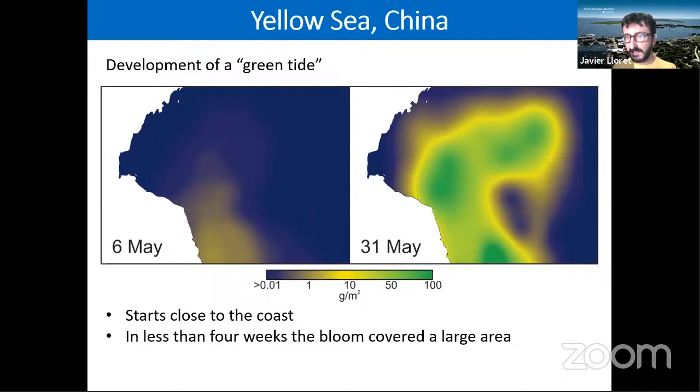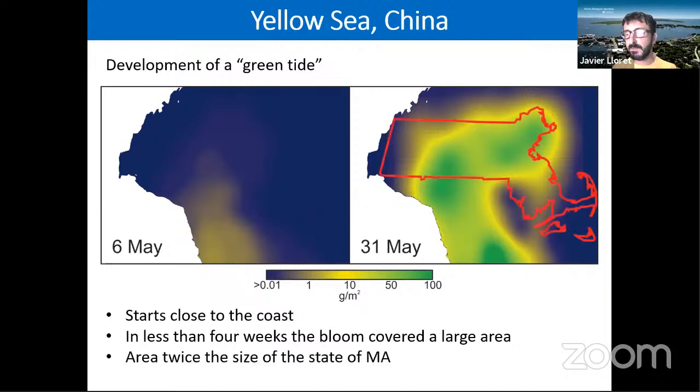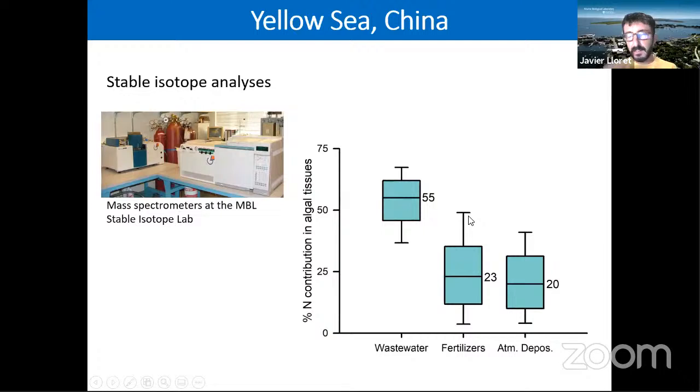And so what I did is I overlaid the map of the state of Massachusetts so you can get a sense of scale. And it turned out that the area covered by this bloom was actually twice the size of the entire state of Massachusetts. So you may wonder, well, in order to fuel one of those massive events, you're gonna need a lot of nitrogen, right? So where is that nitrogen coming from?